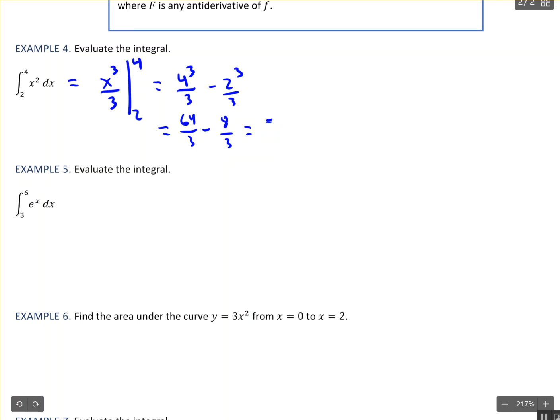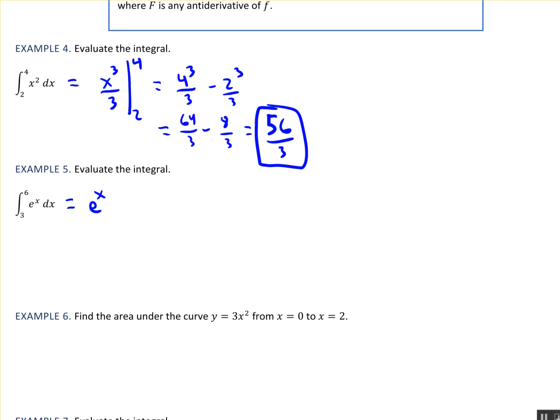Let me write that a little bit neater here. So on this one, again, the first thing we have to do is calculate the antiderivative of e to the x. Well, what's the antiderivative of e to the x? It's e to the x. Now, we don't have to worry about the plus c on definite integrals like this, because when we subtract, the c's will cancel. So we just have e to the x from 3 to 6, so I get e to the 6 minus e to the third.